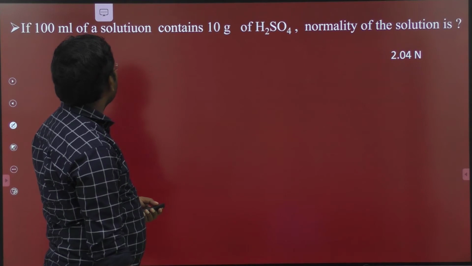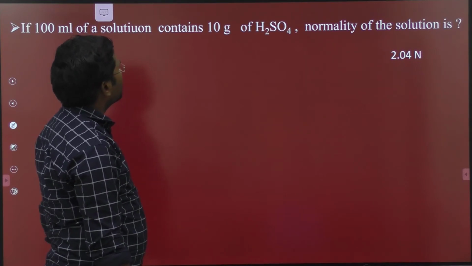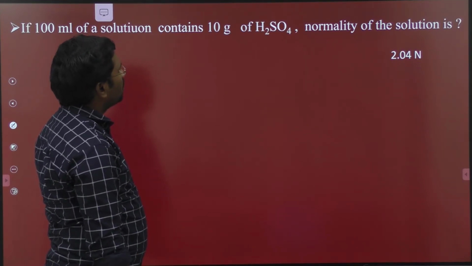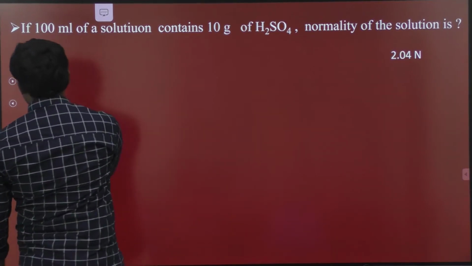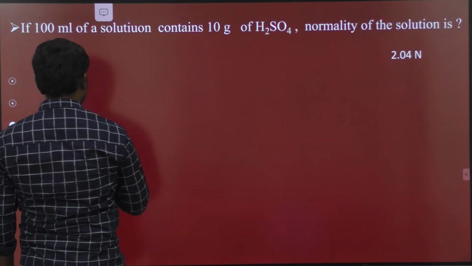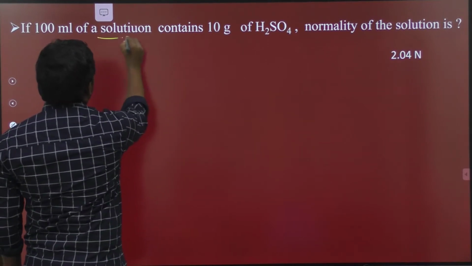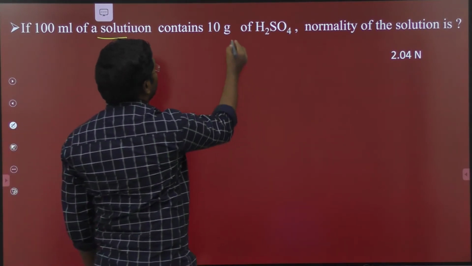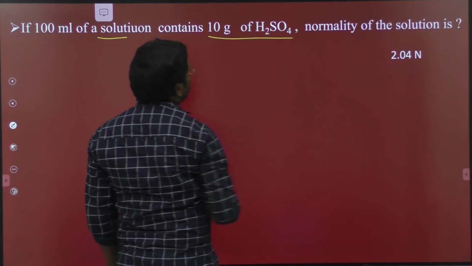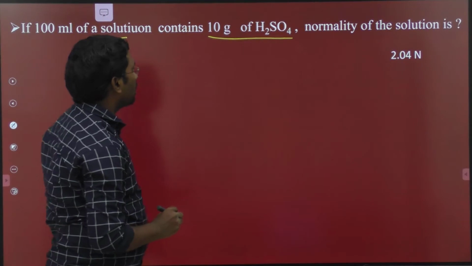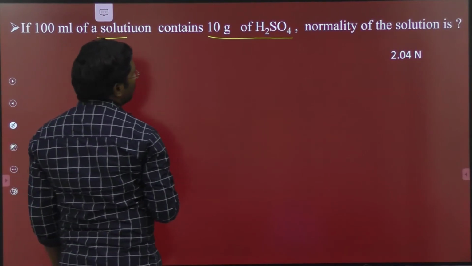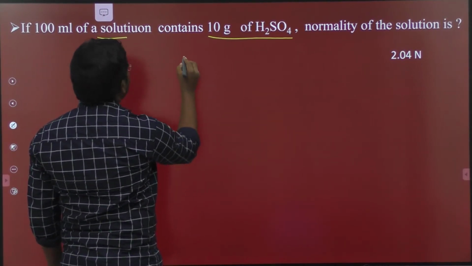If 100 ml of a solution contains 10 grams of sulfuric acid, find the normality of the solution. A 100 ml solution is given, and in that 100 ml of solution, 10 grams of sulfuric acid is present. We have to find the normality of the solution. So we know the formula for normality.